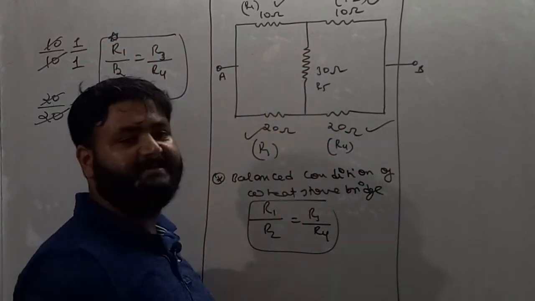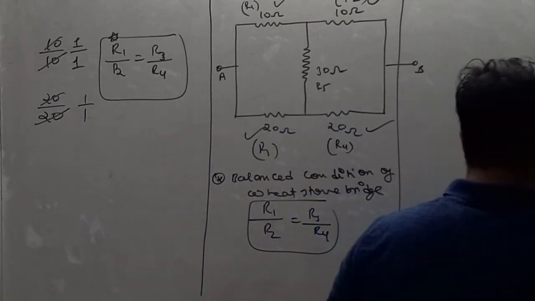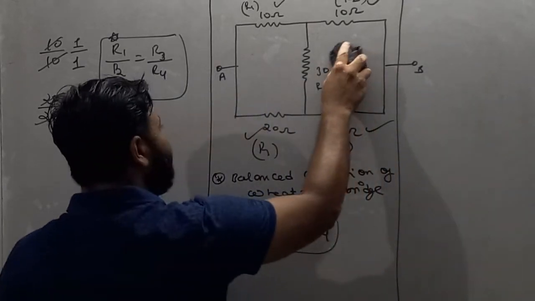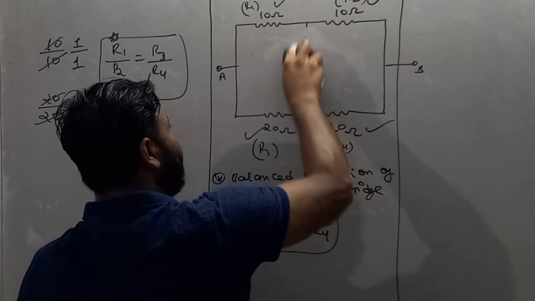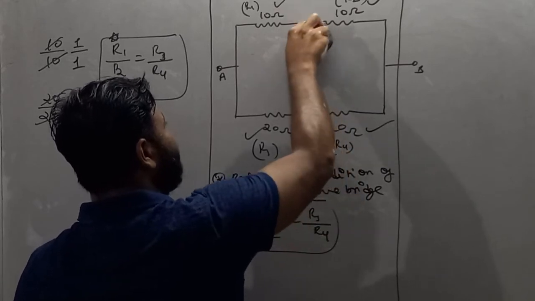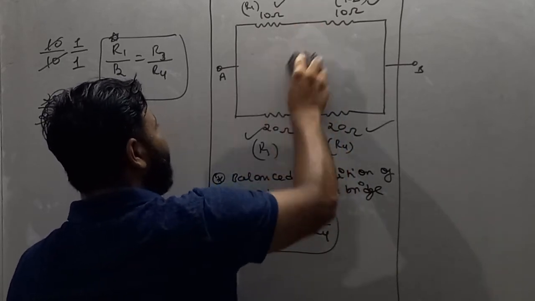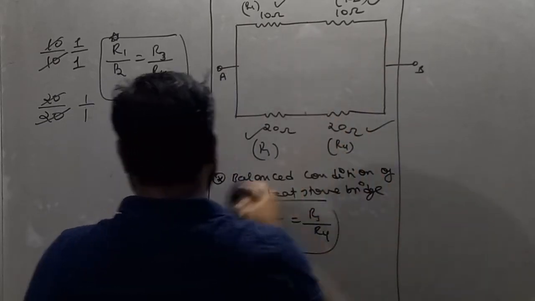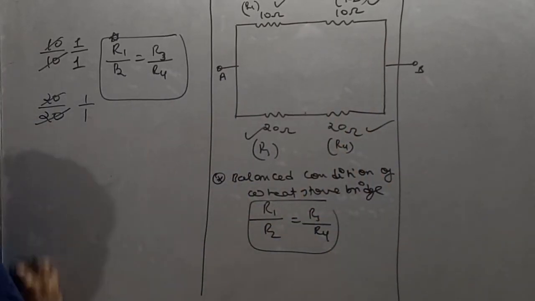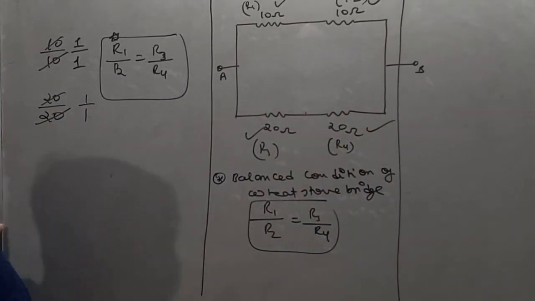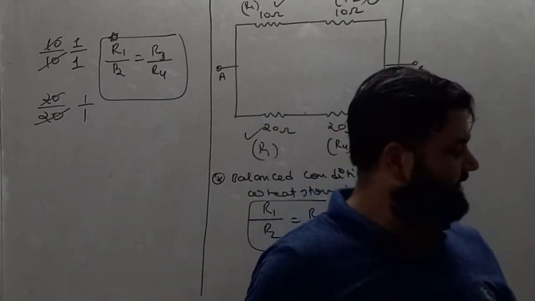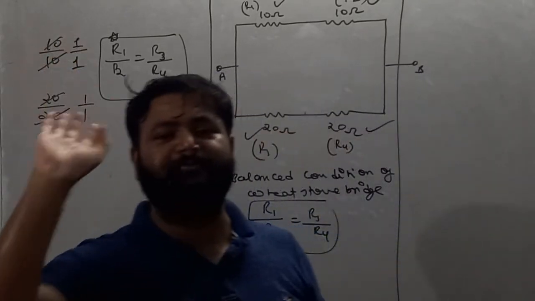And if the Wheatstone bridge is balanced, then we know that current across the bridge resistor is not flowing, because the potential across the bridge resistor is the same. If the Wheatstone bridge is balanced, then we have to remove the bridge resistor. First, we have to check whether the Wheatstone bridge is balanced or not.